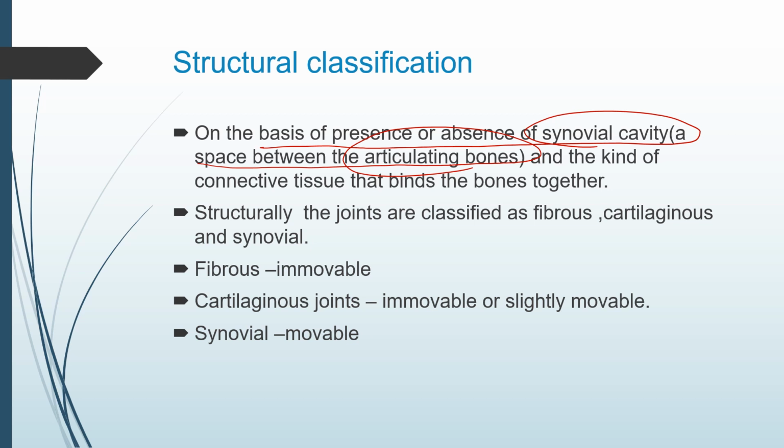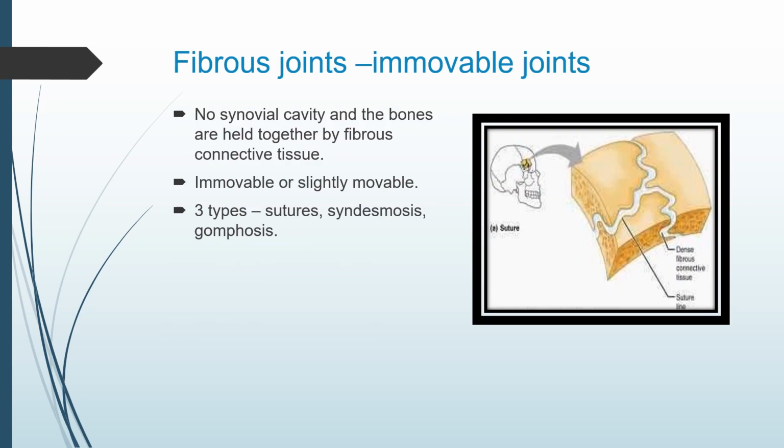Structurally they are classified, as we have told earlier also, into the fibrous or the immovable joints, the cartilaginous joints or the slightly movable or mostly immovable joints, and the last one, the synovial joints, that is the movable joints. Now we will be discussing each and every one in a detailed way with the diagram. The first one are the fibrous joints or the immovable joints.